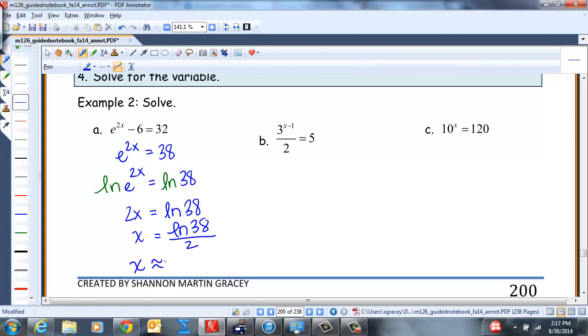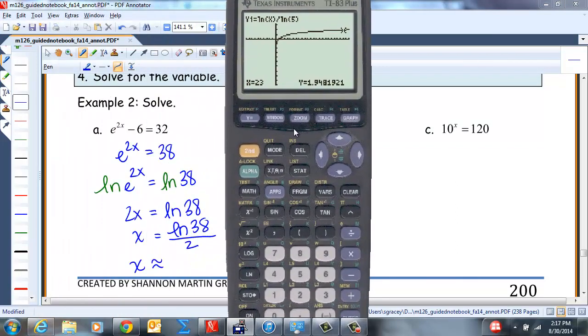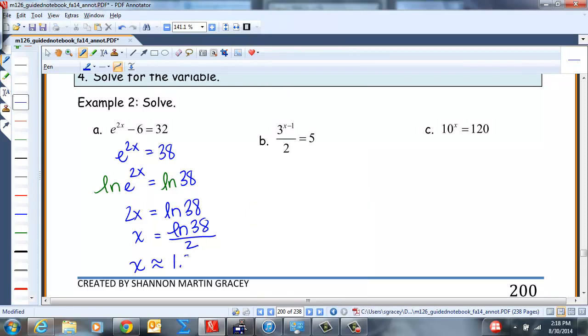The approximate answer would be, go to our calculator here. All right, so we would just plug in natural log of 38. Don't forget to put your parenthesis at the end before you divide by your 2. And we get an approximate result of, I guess we can go 4 places, 1.8188. So we'll just put the exact result in the solution bracket.